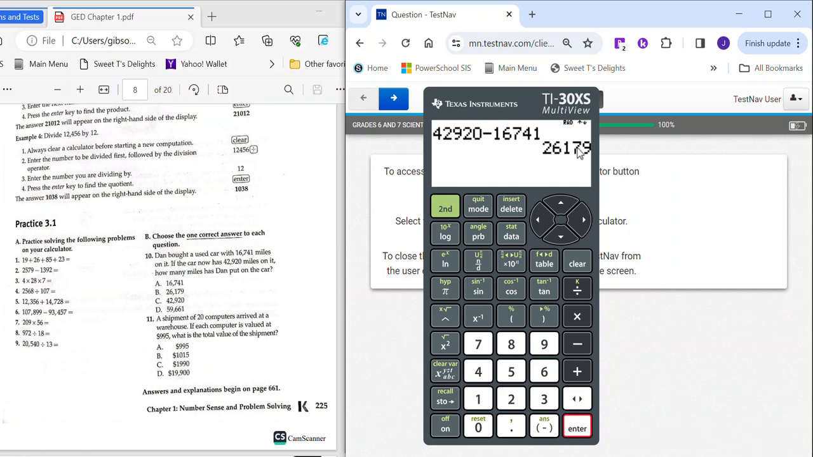So it'll be 26,179, which your answer would be B. Okay, now clear it, go to number 11.